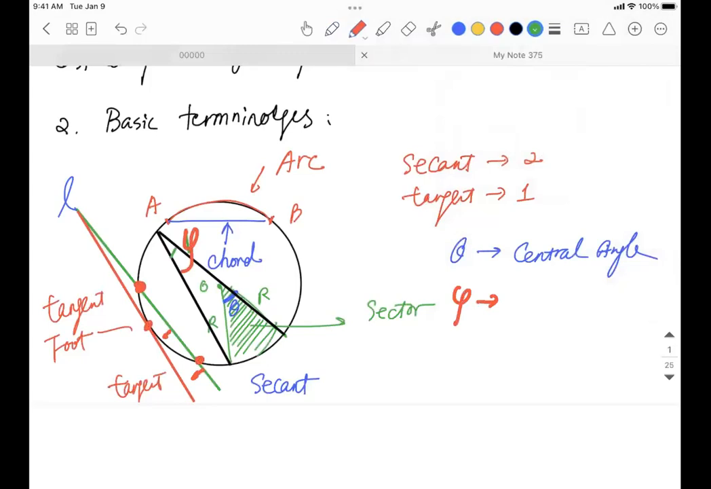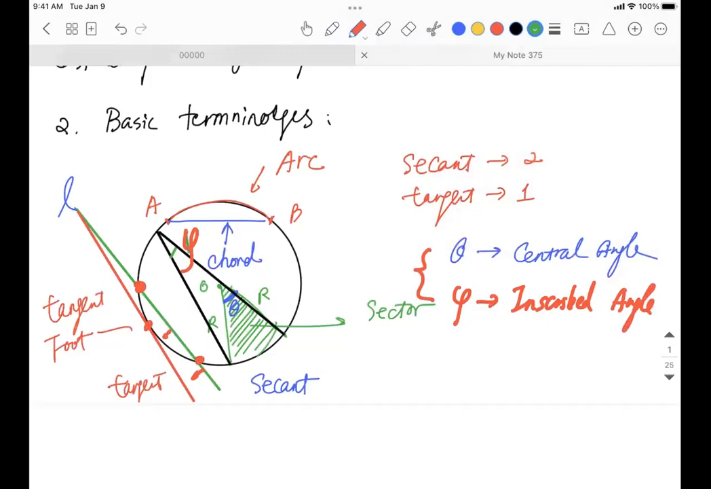Phi. This is called the inscribed angle. Right? So we have two angles. One is the center angle. The other one is the inscribed angle. So is there any relationship between these two angles?